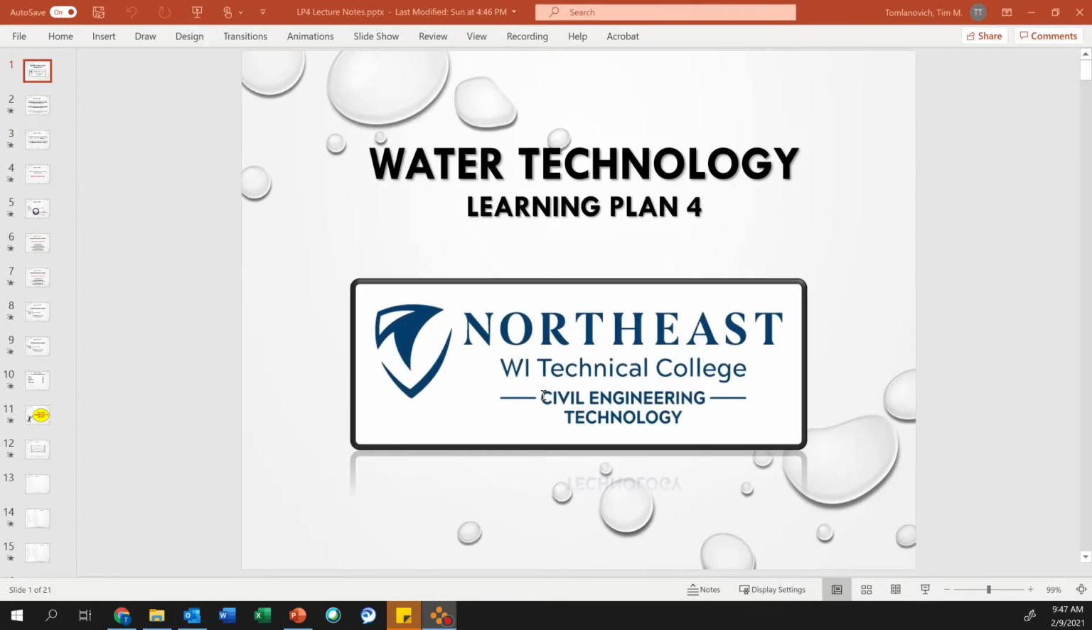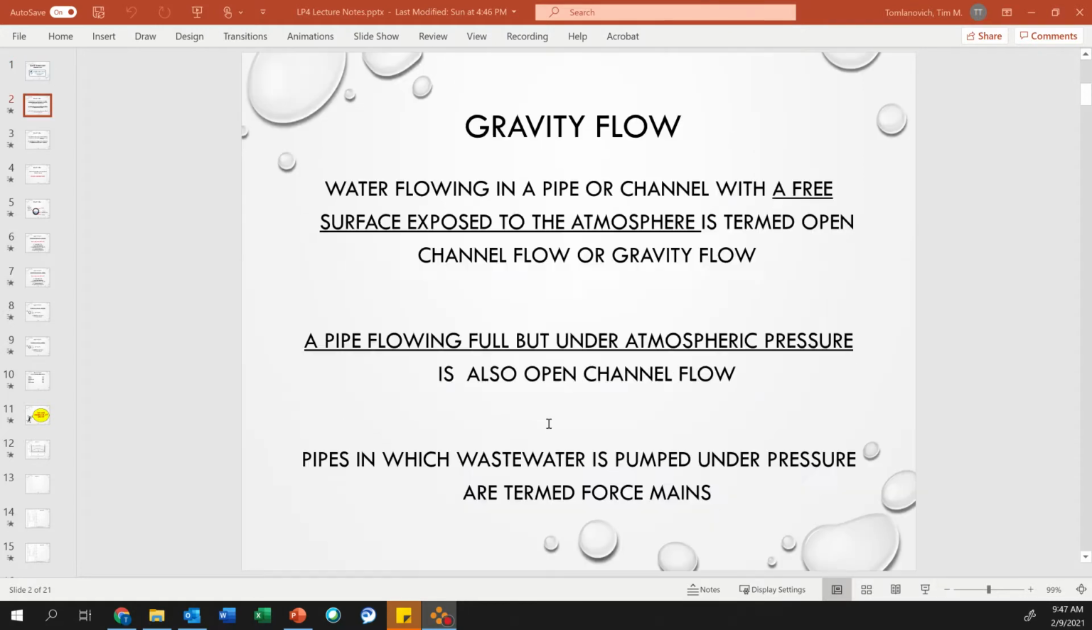Okay, so Learning Plan 4. Gravity flow. Let's talk about gravity flow. Water flowing in a pipe or channel with a free surface exposed to the atmosphere is termed open channel flow or gravity flow. A pipe flowing full but under atmospheric pressure is also open channel flow. So sanitary sewer, stormwater: if it's still flowing full, but it's open to the atmosphere on each end, which sanitary and storm sewer typically is, it's called open channel flow.